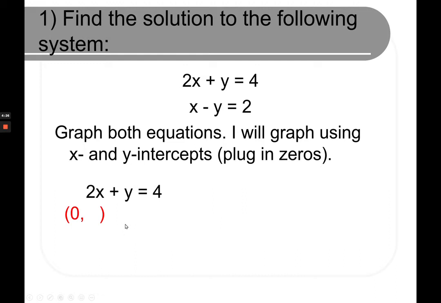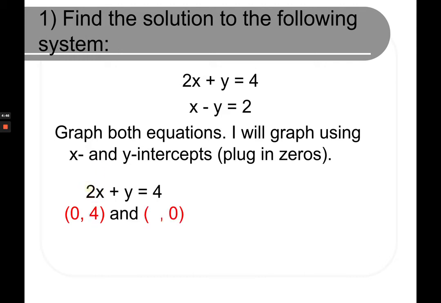How do you do that? You just plug in x should be 0. If this is 0, therefore y is 4. Very easy, right? Now, that's the y-intercept. If x is 0, you have a value of y, and that's the y-intercept. We need the other one.